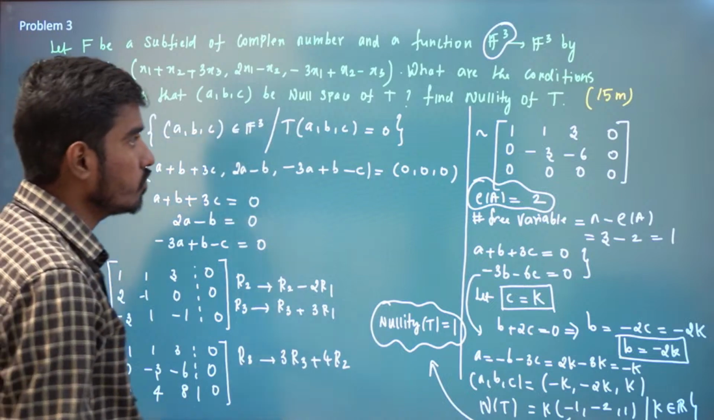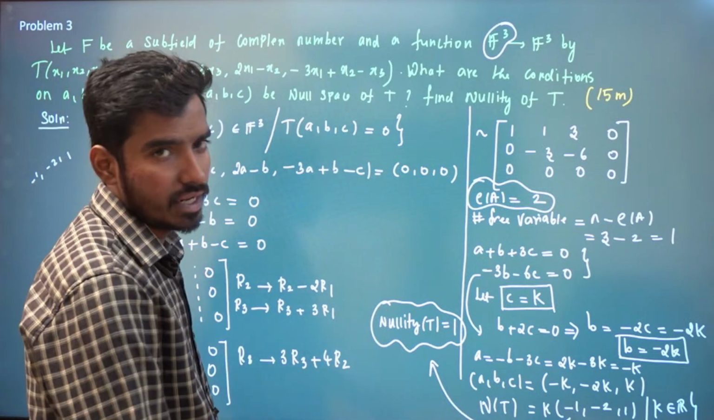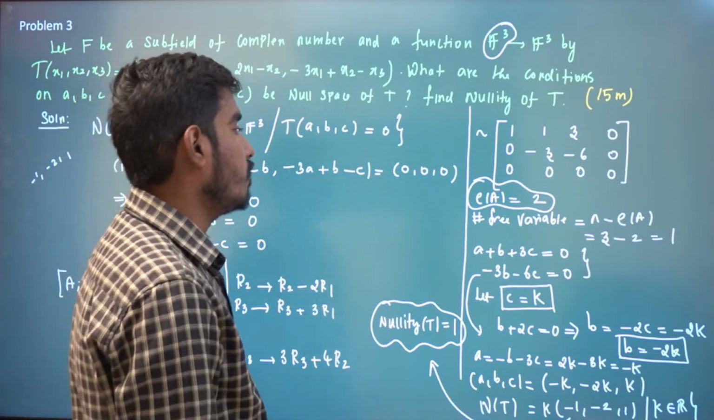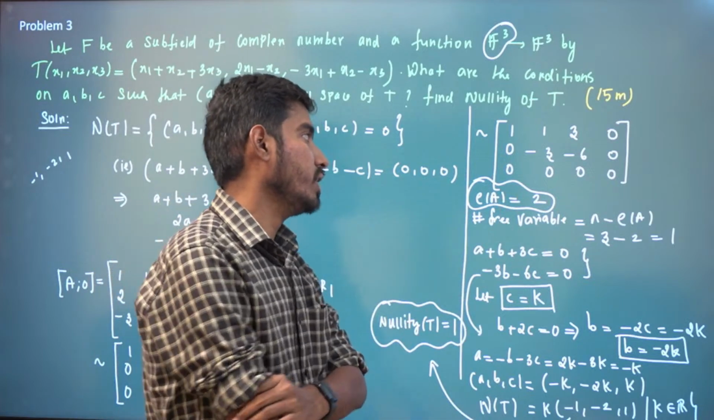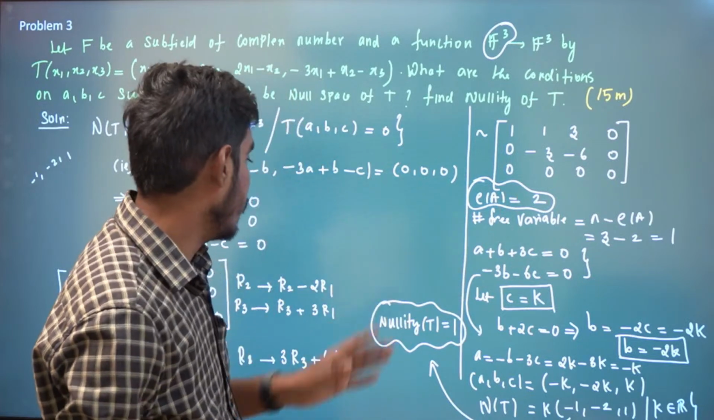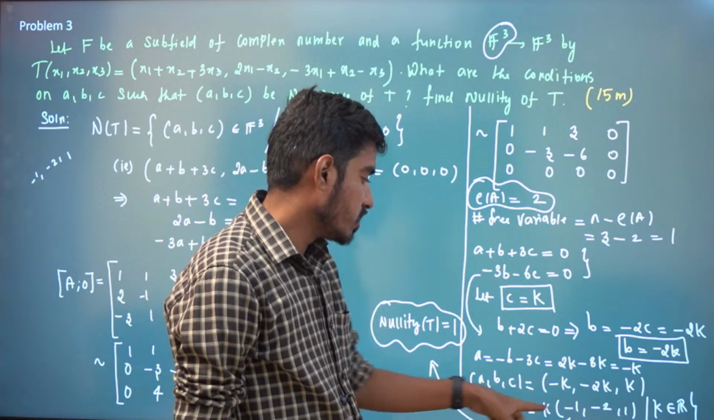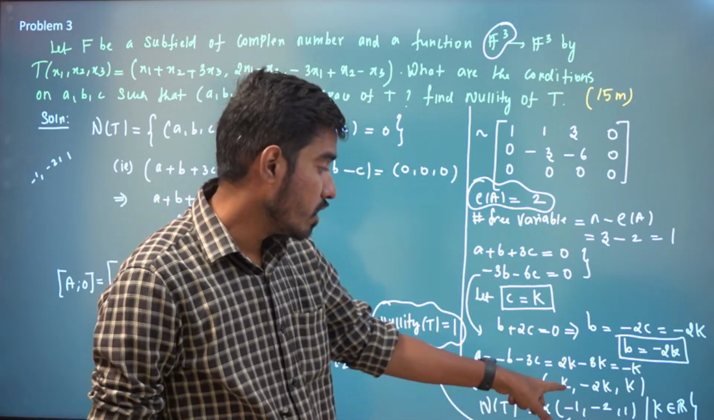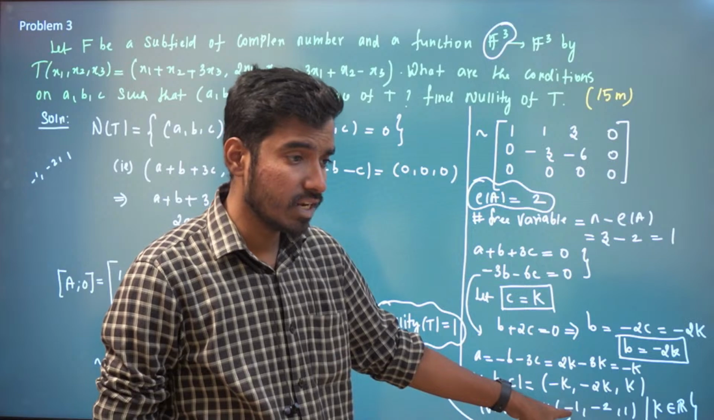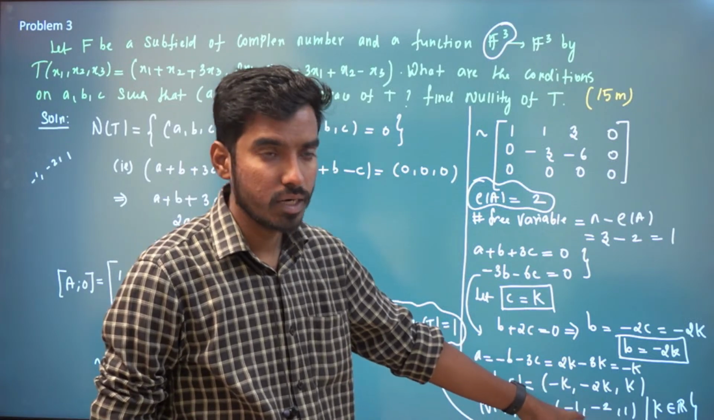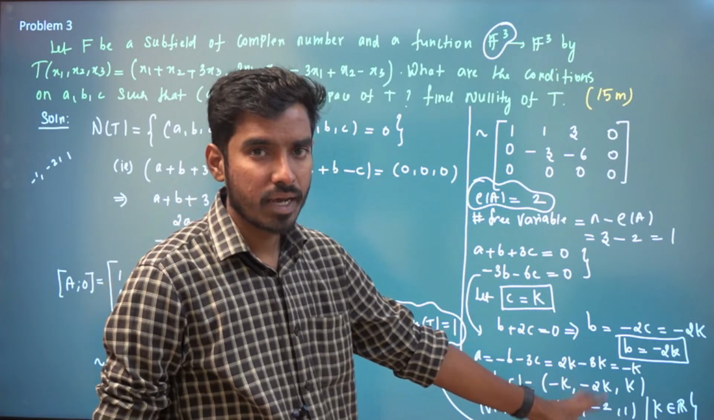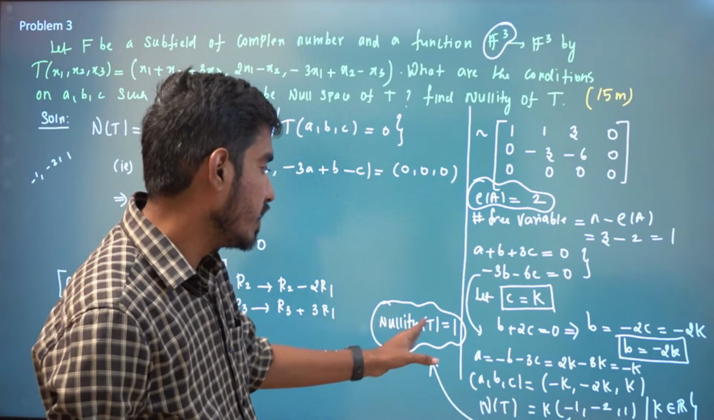Here they haven't asked you to find the null space. They are asking you to find the nullity of T. From here itself you can find the nullity of T. But anyway, the null space of T is the space spanned by only one vector, which is linearly independent also: minus 1, minus 2, and plus 1. So it has only one linearly independent vector, therefore the nullity of T is 1.